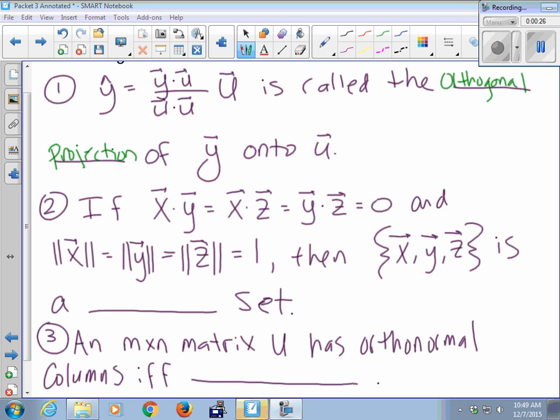what do we call the set x, y, z? Orthonormal. It's orthogonal because everything is orthogonal to everything else. And the norm, or the length of every vector, is 1, so we call this orthonormal.